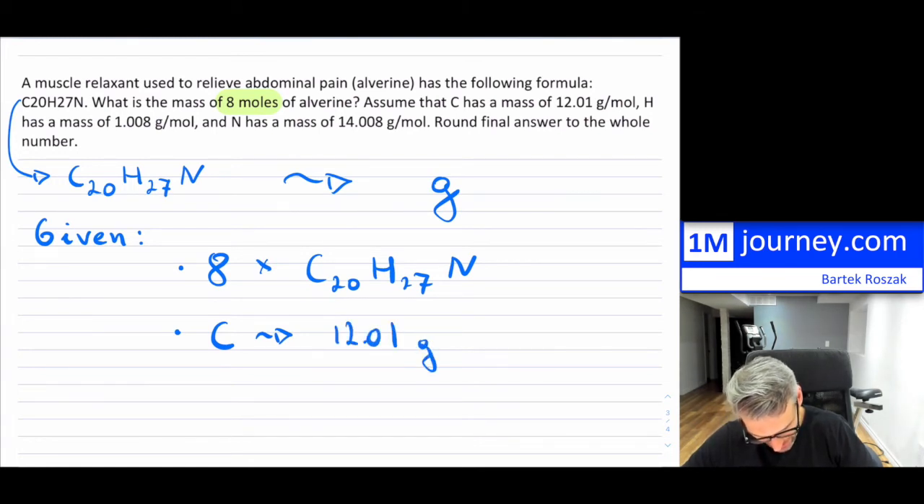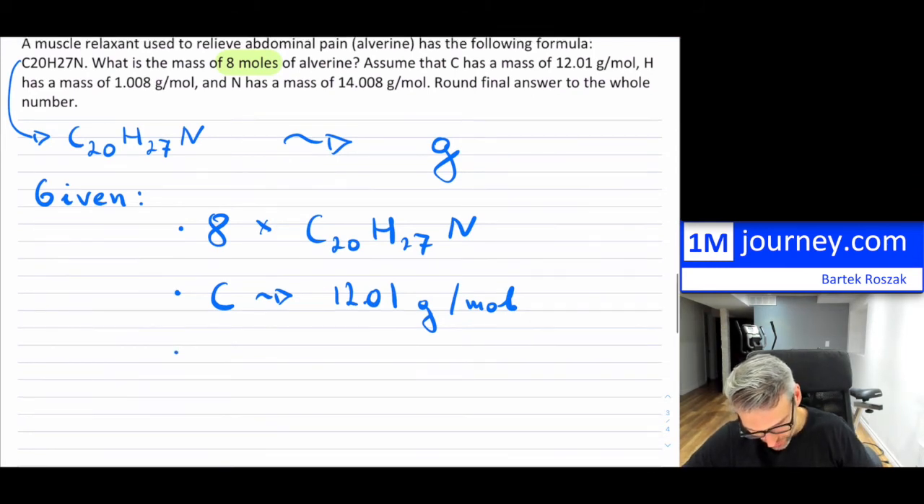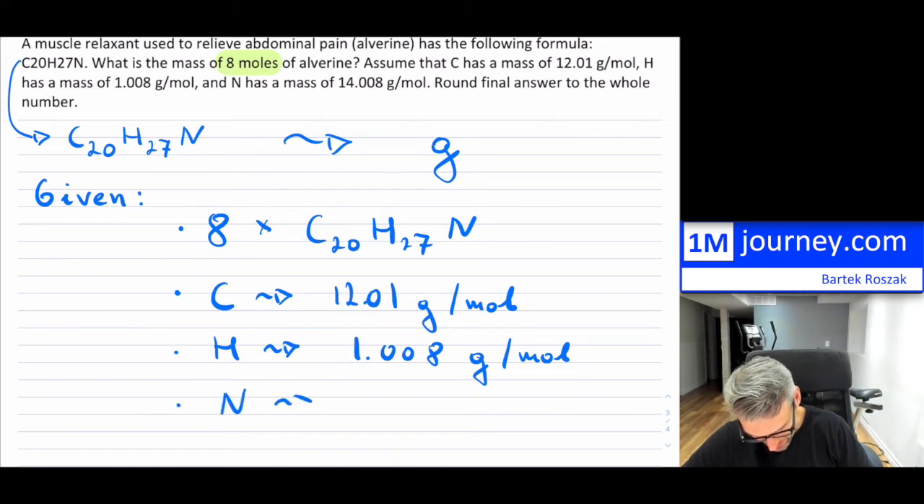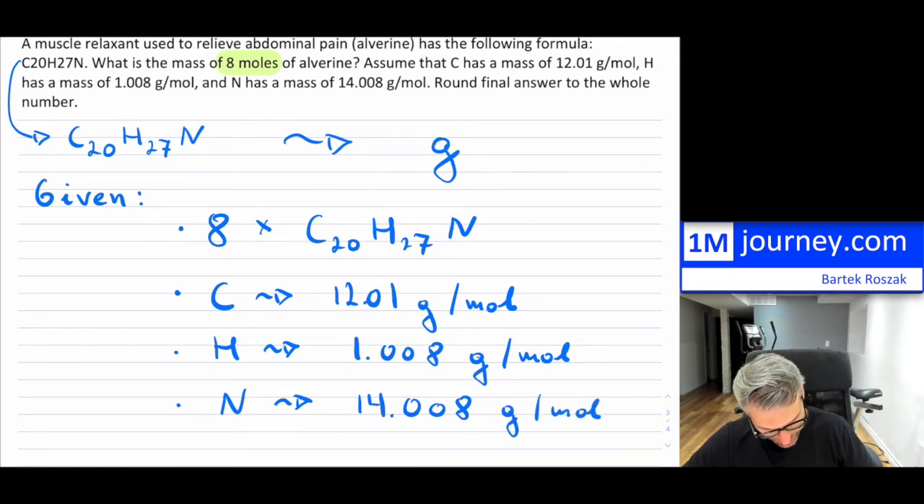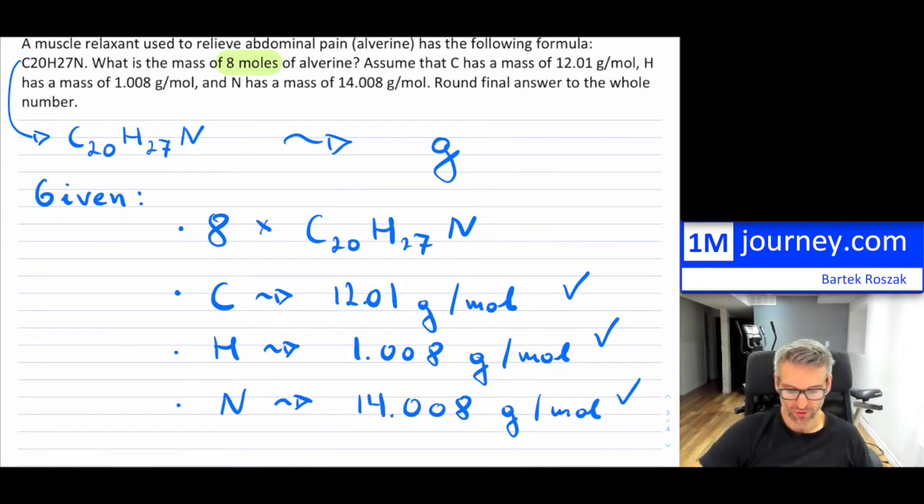I'm going to keep it grams per mole, just to show the reader what I am doing. Hydrogen, 1.008 grams per mole. And then the last one, which is 14.008 grams per mole. Notice, all the units are consistent, right? They're all grams per mole, okay?